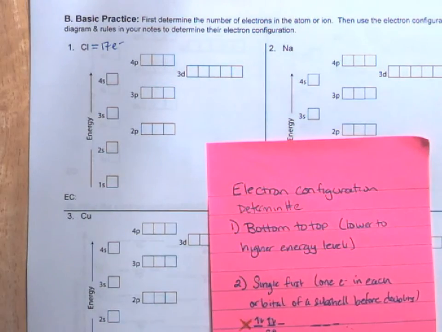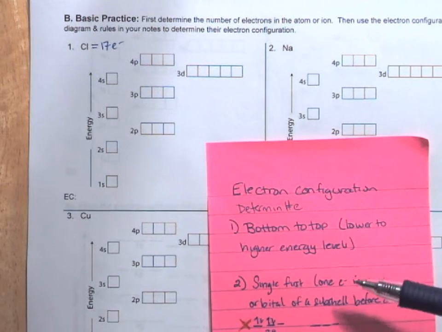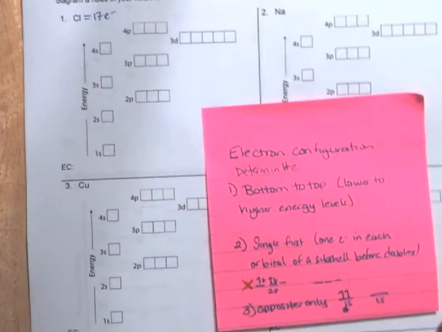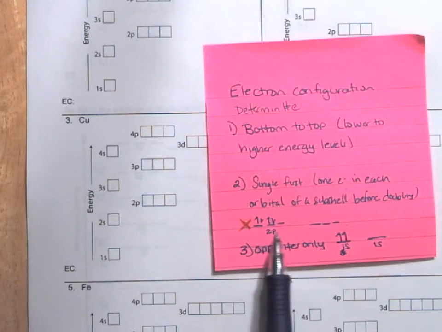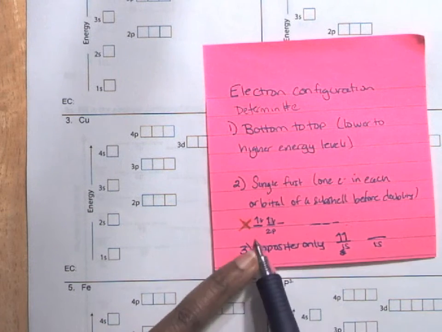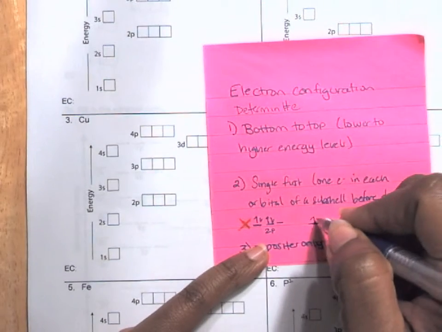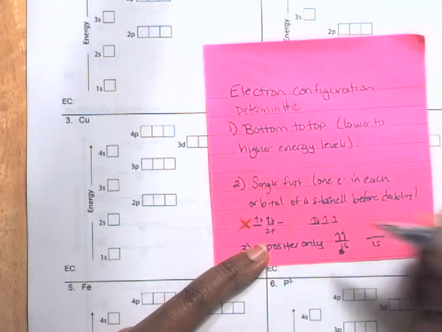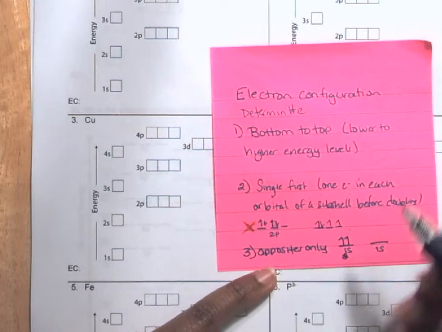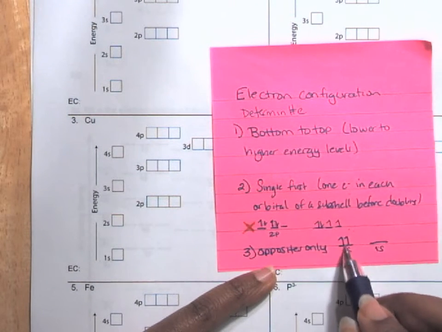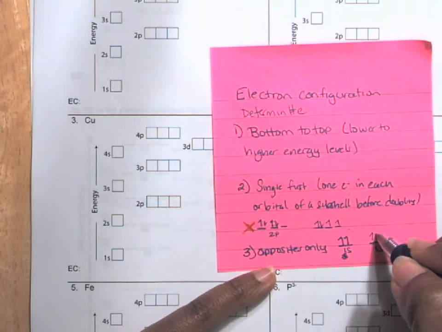Now you follow the same rules you did before. So bottom to the top, singles first. Remember when you do singles first, if you have 4 electrons to put in the 2p, they don't double up. You do 1, 2, 3, and then double. And then the final thing, opposites only. You don't want them both spin up. You want one up and one down.